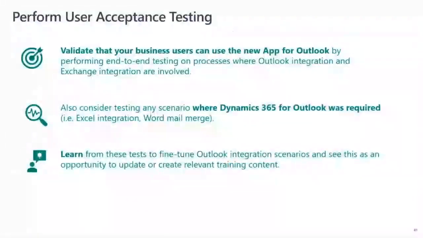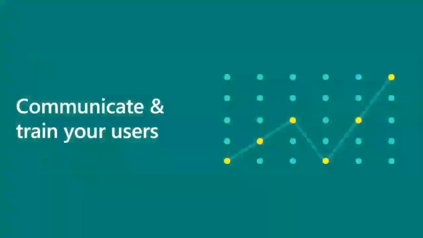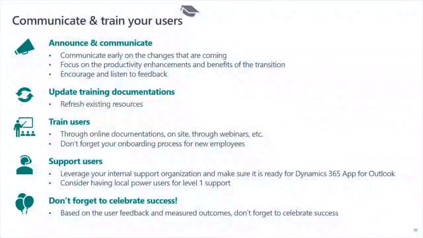Then perform user acceptance testing. So really validate that your business users can use the app for Outlook by performing end-to-end testing on processes where Outlook integration and Exchange integrations are involved. Also consider testing any scenario where Dynamics 365 for Outlook was required, for example, the Excel integration or the Word mail merge. Those are a bit on the side, but it's important that you cover them as well in your tests and learn from these tests to fine-tune the Outlook integration scenarios and see this as an opportunity to update or create relevant training content.